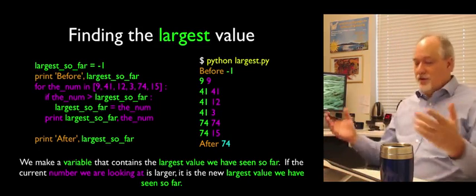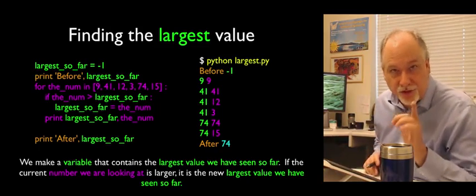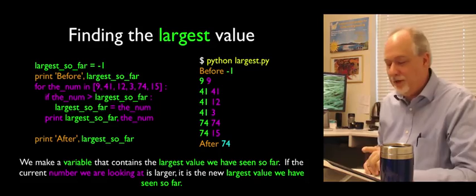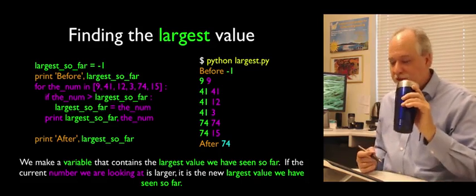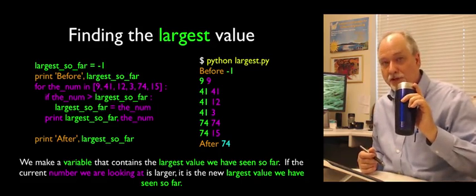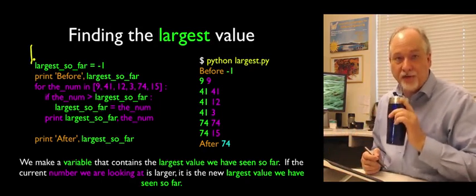Okay, so here's the algorithm for this. And I have some variables, and remember that underscores are valid characters in variables. Now, I'm being a little over explicit in this, so I have a variable called largest_so_far. Then what I do is I set it to -1.